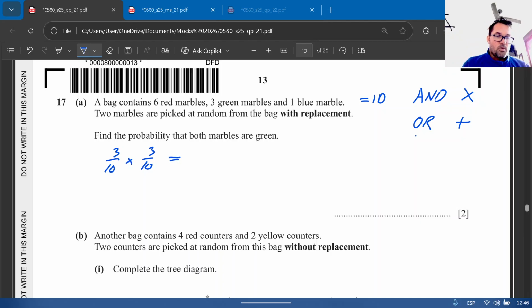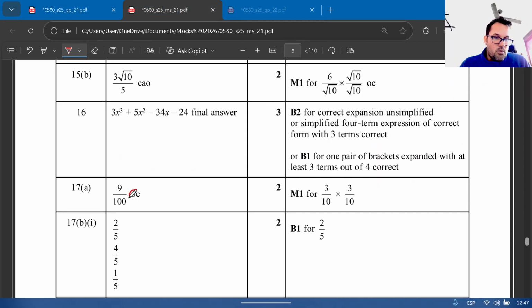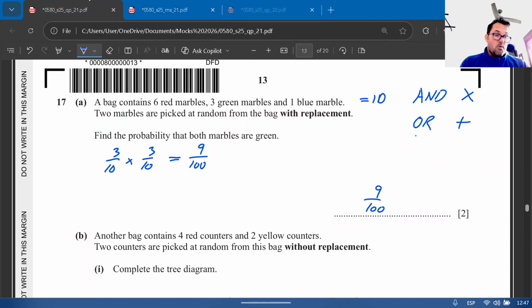Multiplying fractions, top with top, 3 times 3 is 9, bottom with bottom, 10 times 10 is 100, and there it is. 9 out of 100, or 9%, or 0.09. Don't ask anybody how to write it. See, it says or equivalent, so you can write it as a decimal, fraction or a percentage. Okay, but anyway, 1 mark for your working out there. 3/10 times 3/10, and then 9 out of 100, or 9%, or 0.09.